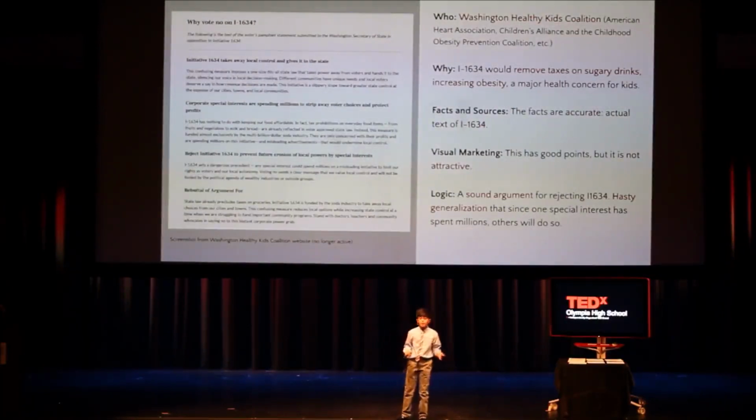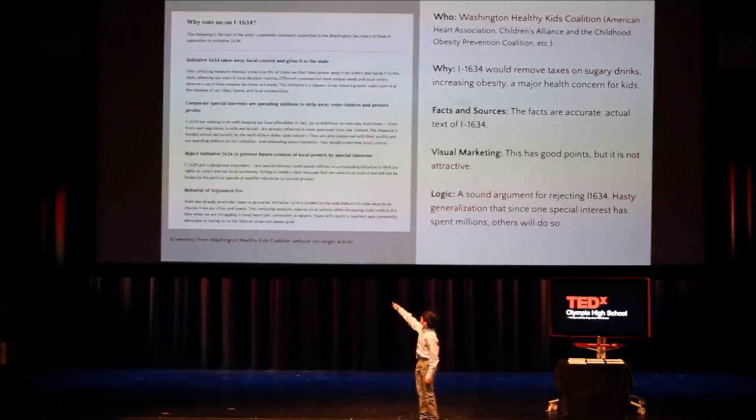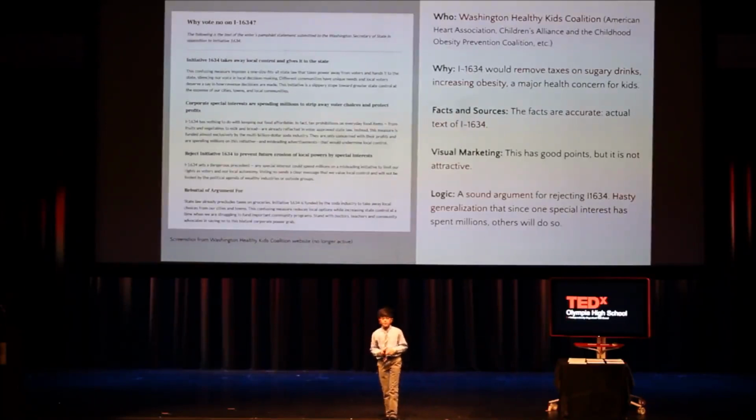Who are they? Well, they're a coalition of groups that are focused on children's health. Why? According to them, sugary drinks cause obesity, so they should be taxed. Their facts and sources? Well, they have listed their source, and it is true. They are quoting the exact text about 1634 from the voter's guide. Their visual marketing? Well, it's just a big wall of words. Will people pay attention to it?